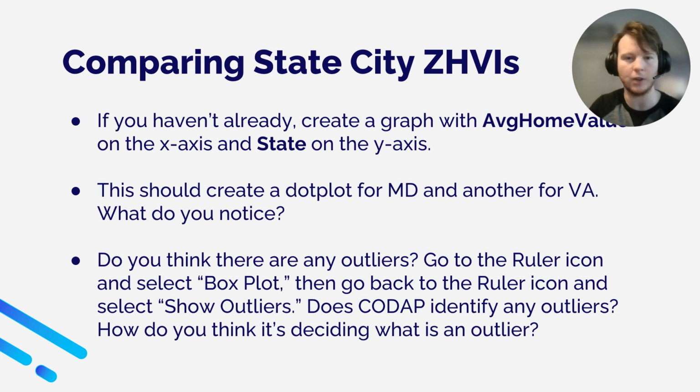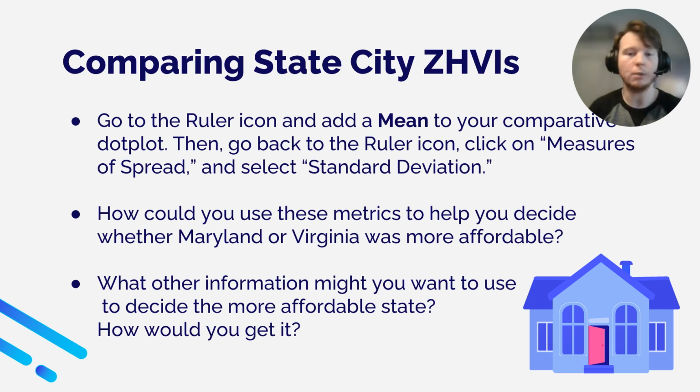We're going to go back to the ruler icon and add a mean to the comparative dot plot. So this should show a mean for Maryland and a mean for Virginia. Then we're going to go back to the ruler icon, click on measures of spread, and select standard deviation. We ask students, how do you use these metrics to decide whether Maryland or Virginia is more affordable?